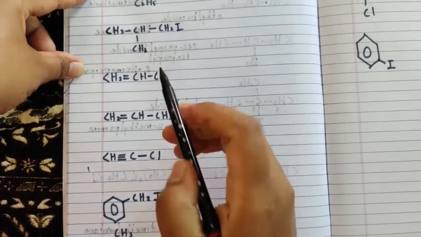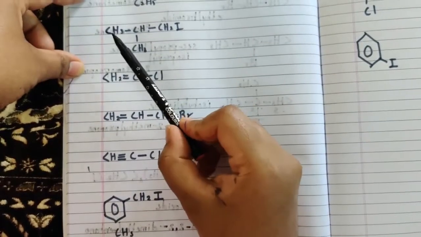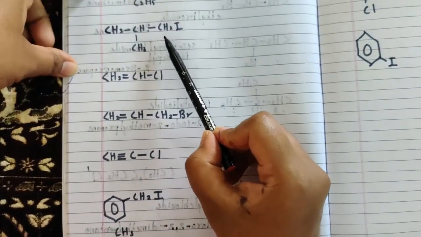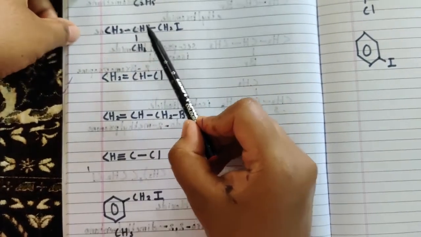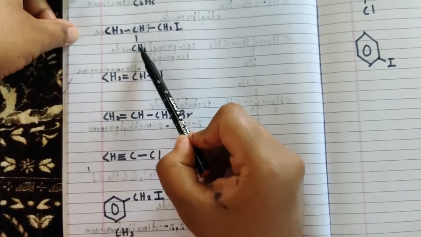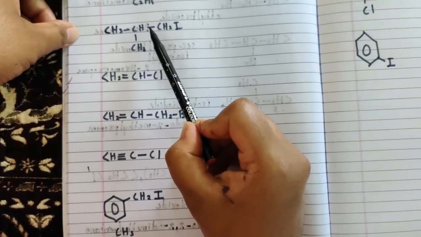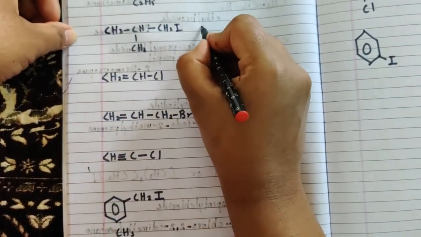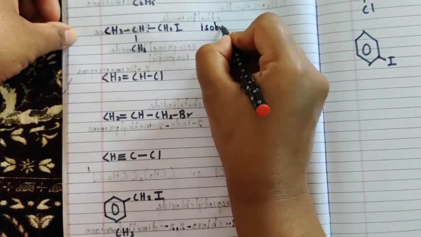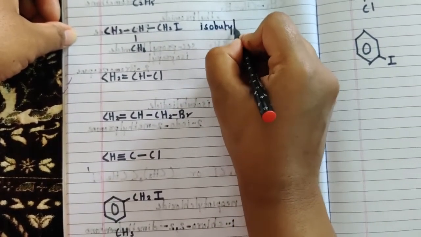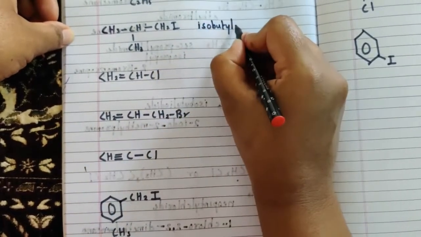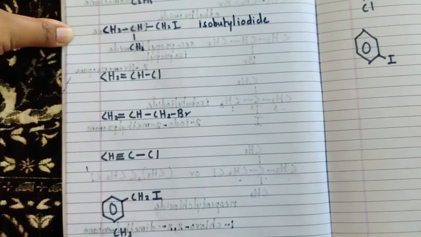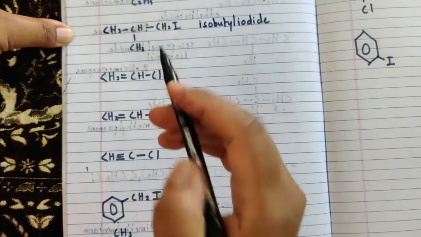Okay, the next example you can see here is CH3 single bond CH, CH3 CH2 I. So what would be its common name? 1 2 3 4, that is a butyl group, but not an n-butyl. It is an isobutyl. So you'll write isobutyl. And which halide is here? Iodide. Isobutyl iodide.